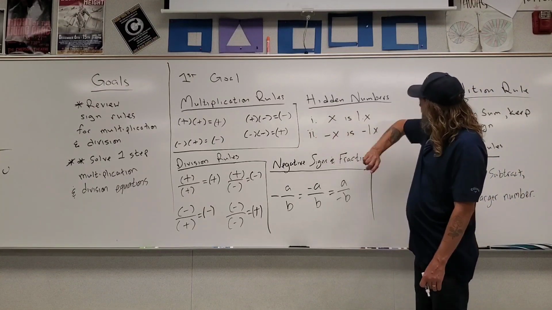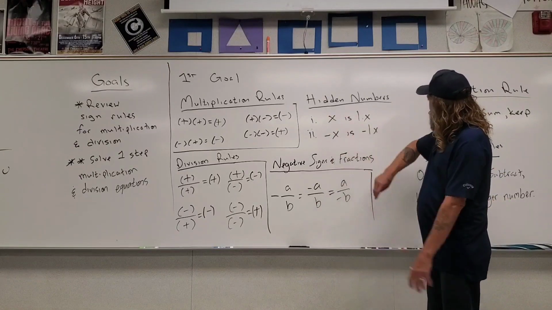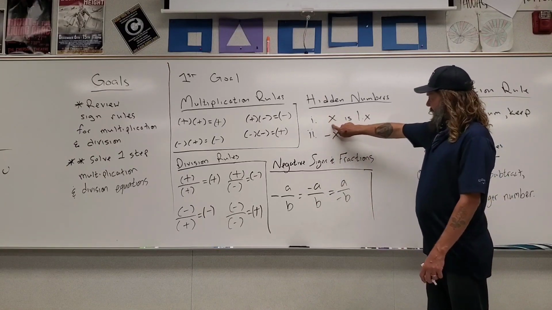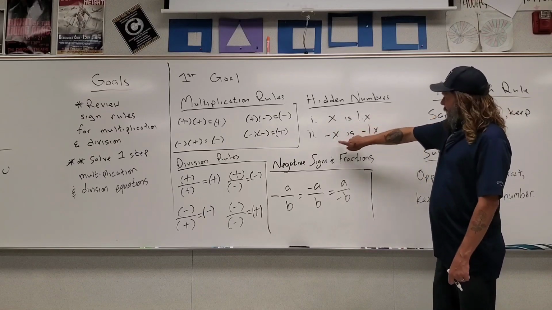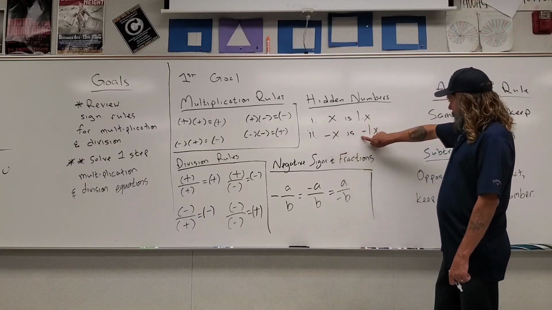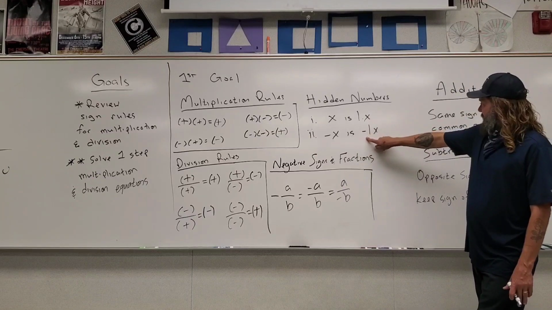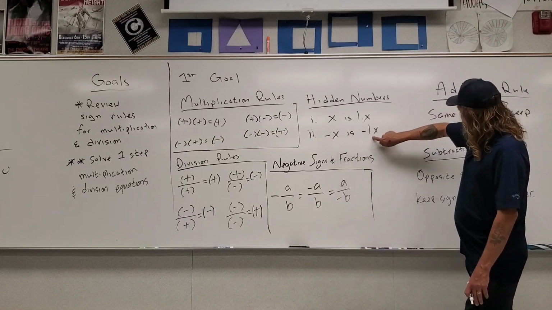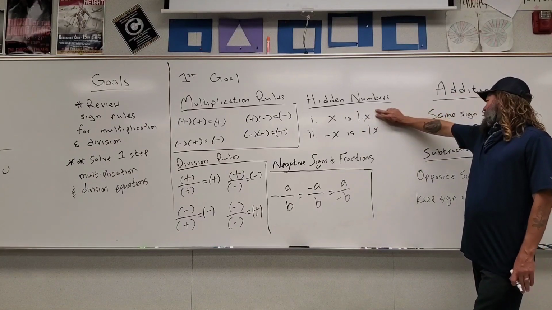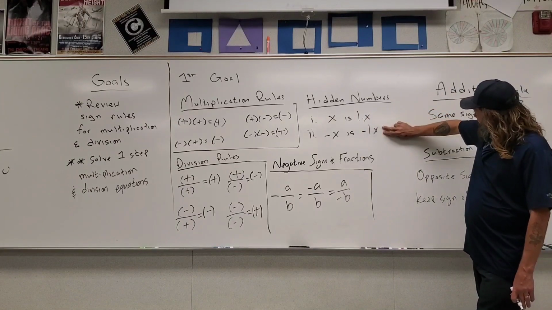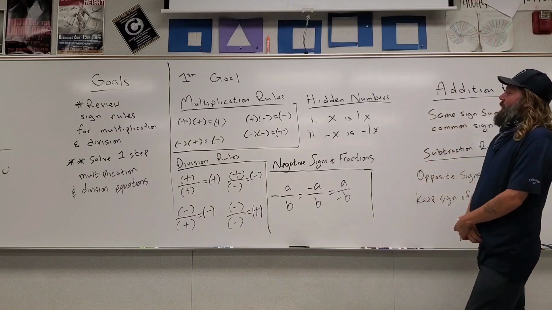There are 2 hidden numbers right now. We'll add more to this, so maybe give yourself some space. But just the variable x is 1x, and negative x is negative 1x. So if you see this, you have this. If you see this, you have this. You don't really need this yet, but we'll need it for this new lesson.